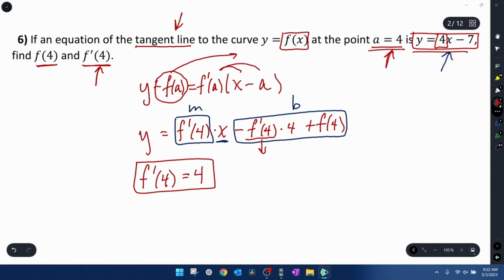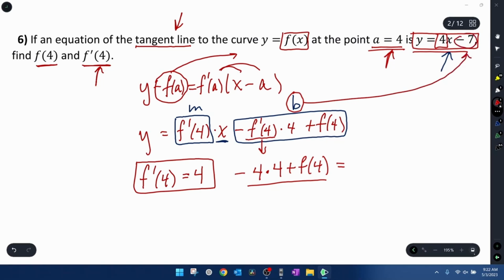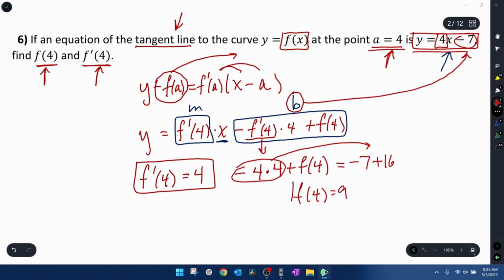And now that we know what that is, we can replace f prime of 4 with what we know. So going this way, that's going to be negative 4 times 4 plus f of 4. All of this has got to equal b, which is, in this case, negative 7. And then we have an equation here we can solve for f of 4 and get the other piece they asked for. Negative 4 times 4, negative 16 to the other side makes a plus 16. And then we can see that f of 4 is 9. And that's going to do it for this problem.